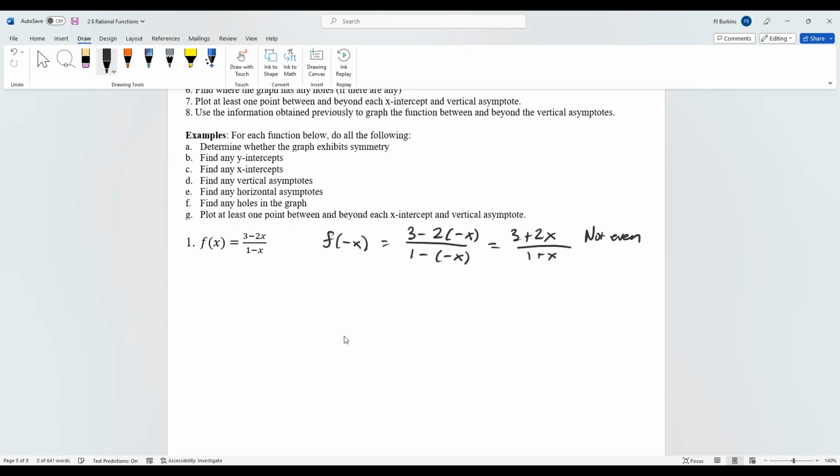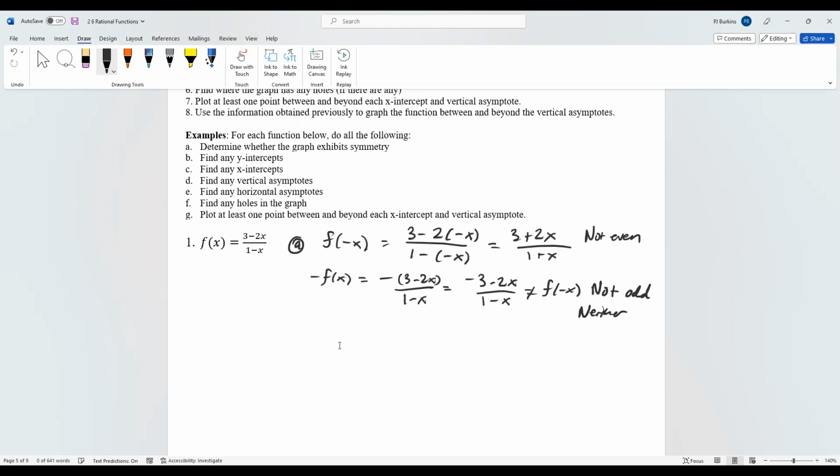We then need to look at negative f of x. So what does that do? Well, if we apply a negative to the numerator, that would give us negative 3 minus 2x, divided by 1 minus x. That gives us negative 3 minus 2x over 1 minus x. This is not equal to f of negative x, so this is not odd either. So it looks like it doesn't exhibit symmetry. All right.